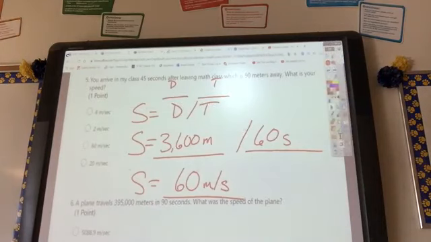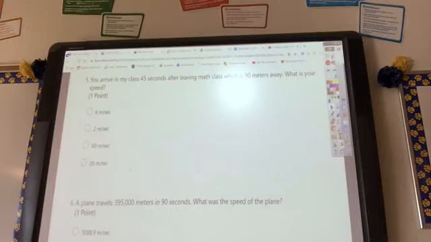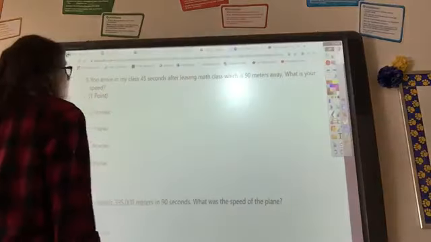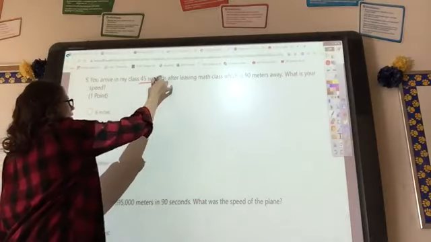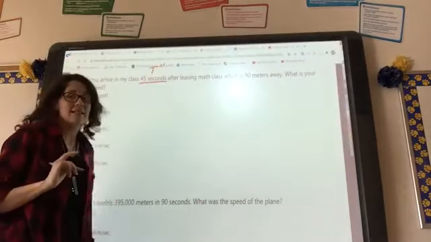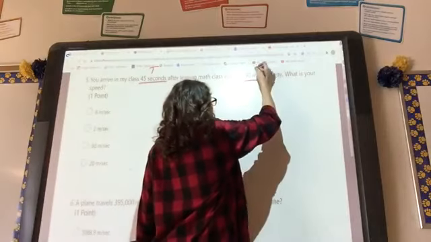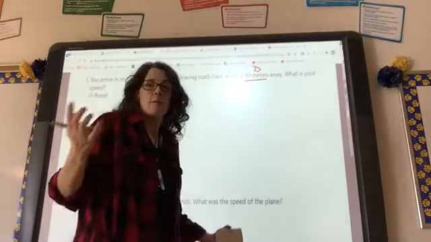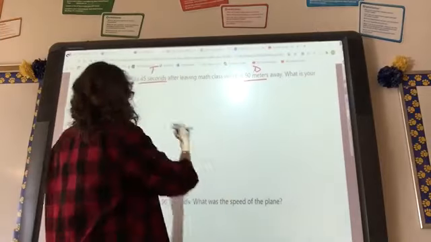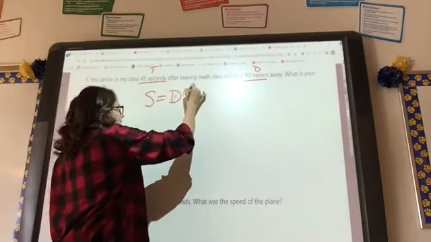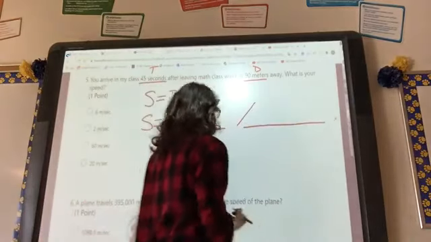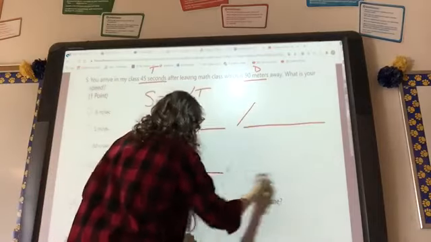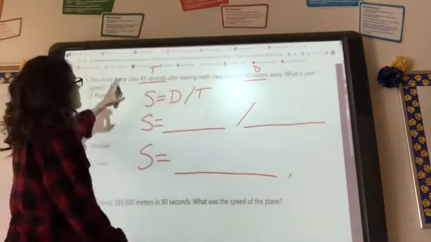Number 5 says, you arrive in my class 45 seconds after leaving math class, which is 90 meters away. What is your speed? So we're going to underline our 45 seconds. Seconds is time. 90 meters is distance. Remember, we've got to set this up just like we have all the rest of them. So S equals distance divided by time. There's a spot for our distance. There's a spot for our time. There's a spot for our answer. So we just got to pull our numbers down now.